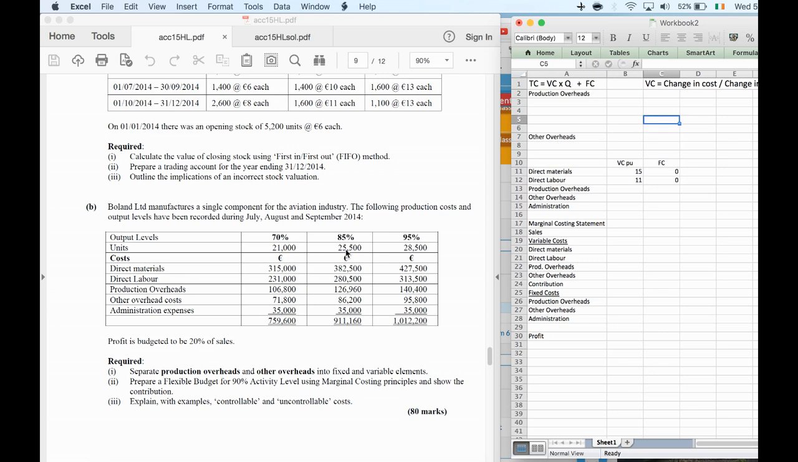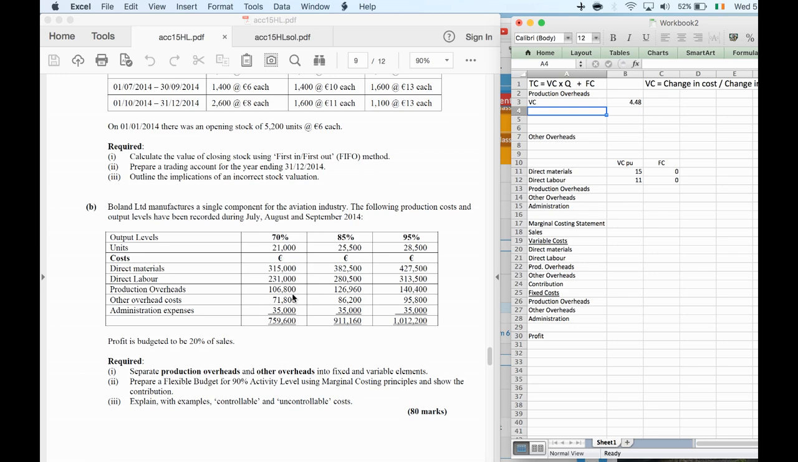So looking at the production overheads, I'm going to do the same thing. So first I'll find my variable cost. So the same levels of production, I have 126,960, and I'll take away from that 106,800 and divide that by 4,500. So that's the variable cost.